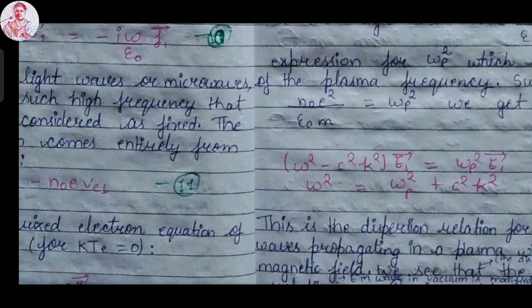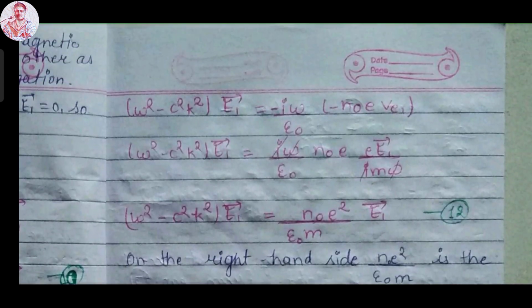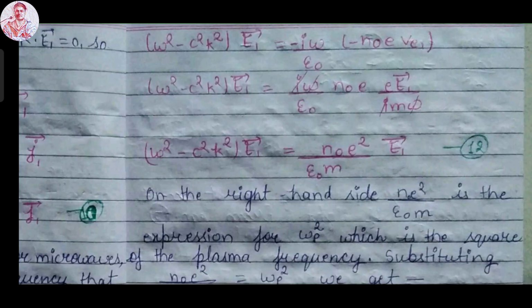After that the equation becomes (omega square minus c square k square) vector E is equal to minus i omega by epsilon naught into minus n0 e v. After that, (omega square minus c square k square) vector E is equal to i omega by epsilon naught times n0 e into e E by i m omega. By simplifying we get (omega square minus c square k square) vector E is equal to n0 e square vector E by epsilon naught m. Let's take this as equation number 12.